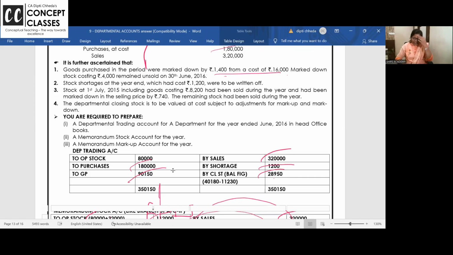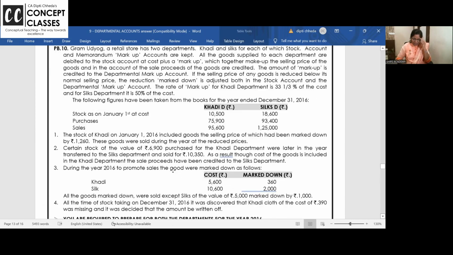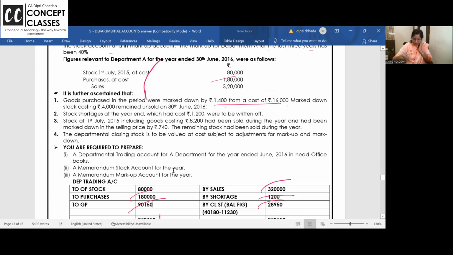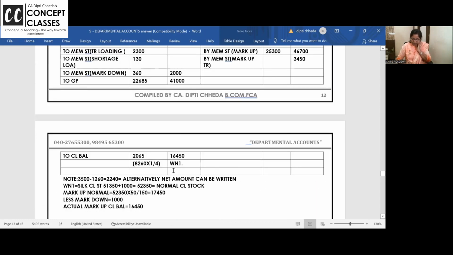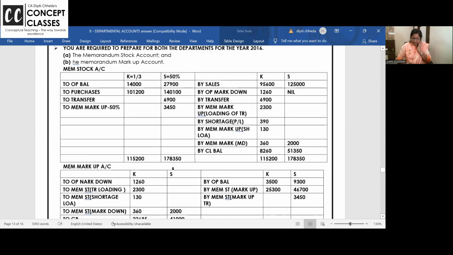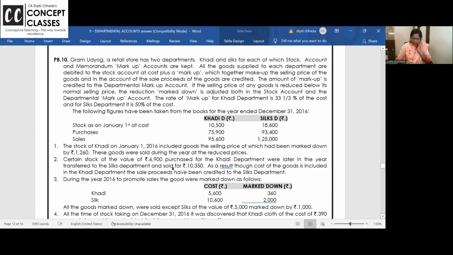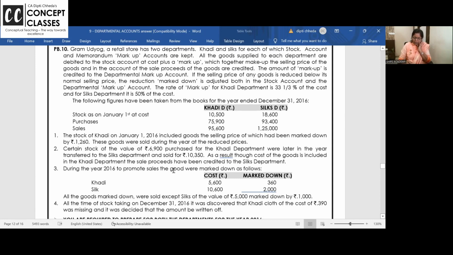Yes, right. Now let us go to the double last problem and then we are closing. खादी का ले लो या साउथ और वो कोई भी. When two departments are given, how will you do? दोनों के मार्कअप और लोडिंग याद रखना. खादी एंड सिल्क. खादी का मार्कअप है 1/3 ऑन कॉस्ट, सिल्क का 50% ऑन कॉस्ट.